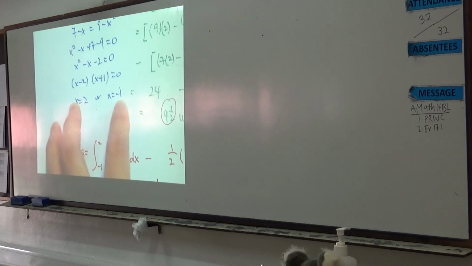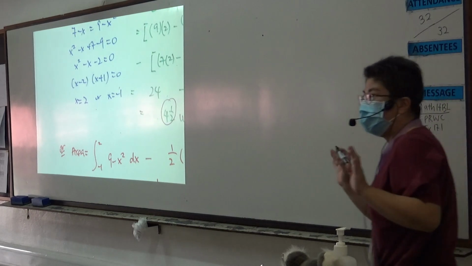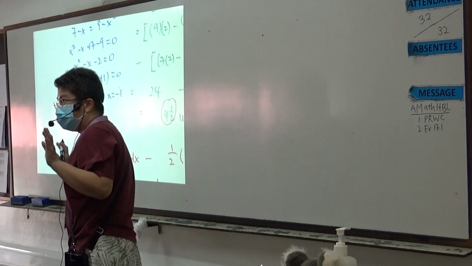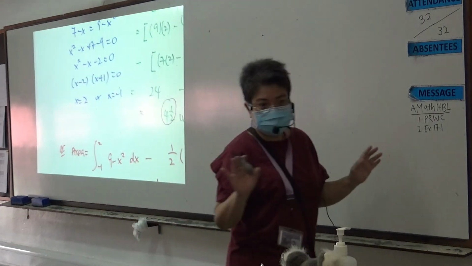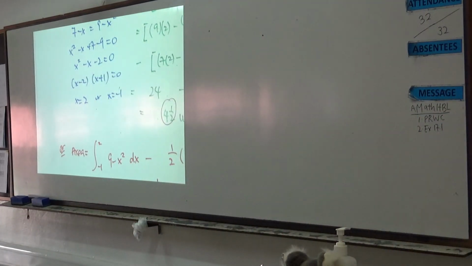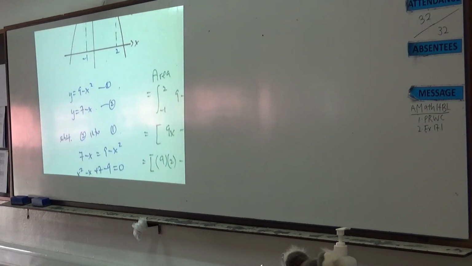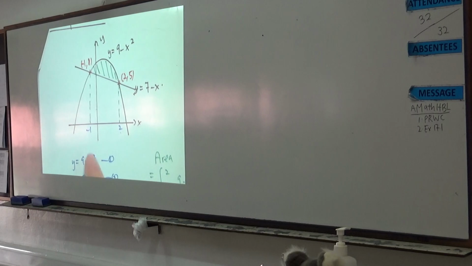Now, if you are using the line, there's no need to find out the y coordinates. You understand what I'm talking about? All look up here, please. We already know it's 2 and negative 1. Now, when we look at the graph, negative 1 must be here, 2 must be here, no? Cannot be the other way around. Understand?